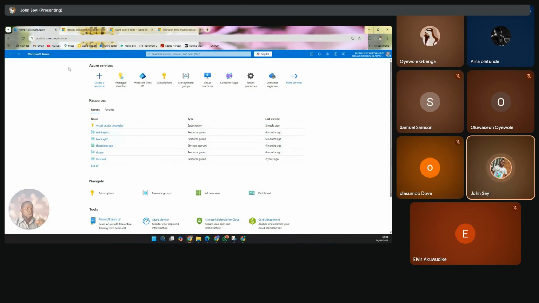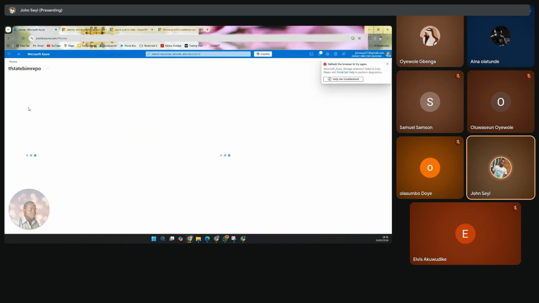The next thing I want to talk about is role definition. Role definition means which kind of role is assigned to a particular person, a user, a group, or a service principal. So we have different kinds of role definition. Let me just glance through one of them for you. I'm picking this storage account. I want to show you guys something about it.